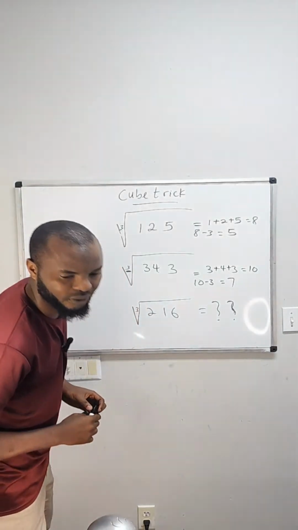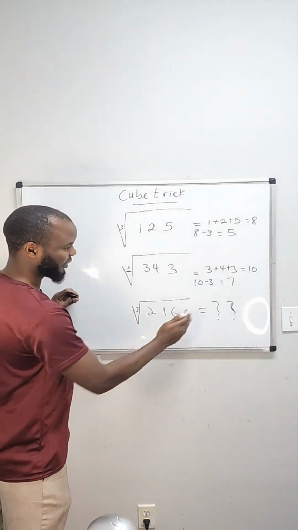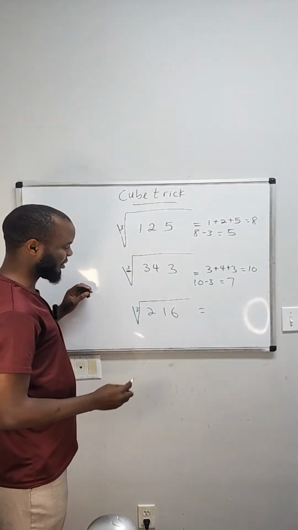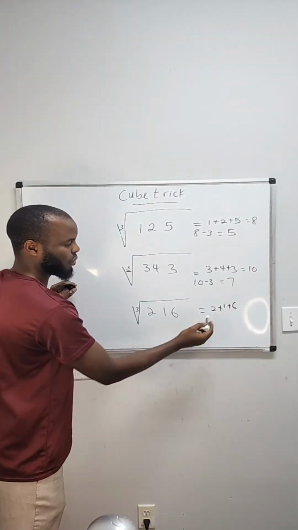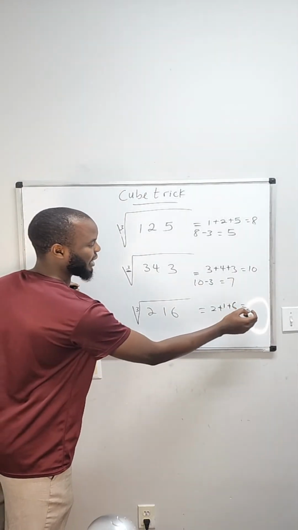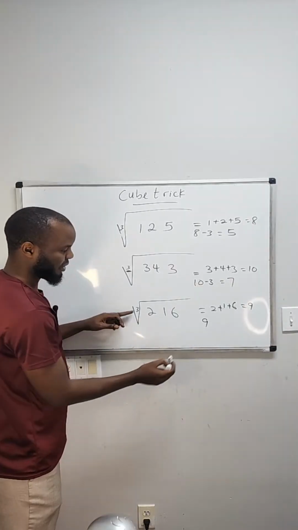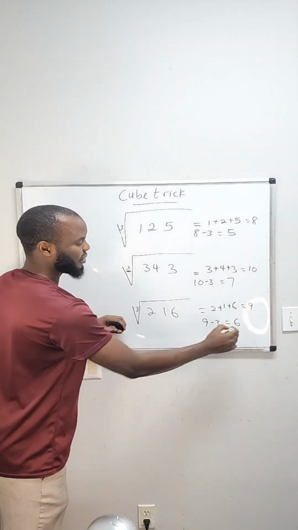Great. You got it right. 6. What I just did is 2 plus 1 plus 6. 2 plus 1 is 3, plus 6 is 9. 9 minus 3 gives 6.